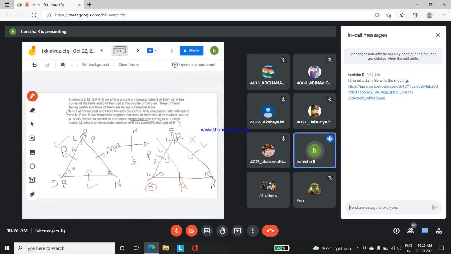So this is the correct answer for this question. Based on this clue, we are able to avoid one of the possibilities. So this is the right answer. Starting from R towards the clockwise direction, it would be R, M, N, L, S, P, where 3 of them are facing outside and 3 of them are facing inside.